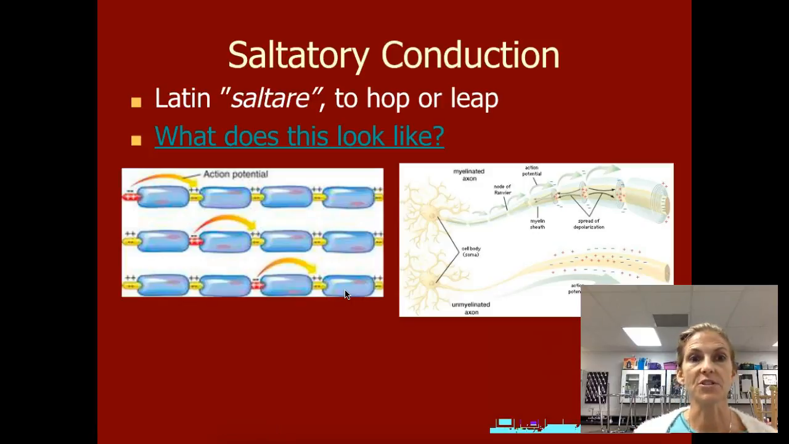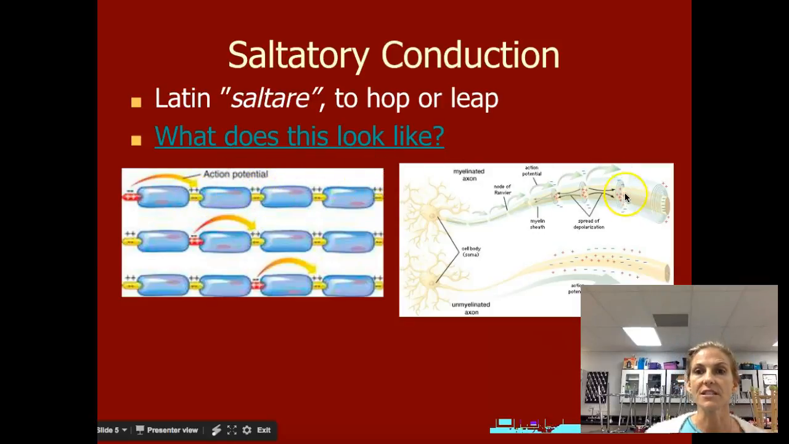So this transmission is called saltatory conduction. Saltare means to hop. So what I see here is a depolarization only happening at the axon. If you remember, in order for depolarization to occur, ions have to cross the membrane. So sodium's going to rush in, potassium's going to rush out. If I have another cell wrapped around that axon, it can't happen there. So we can only have depolarization where the axon is exposed. So it's going to jump over that insulation, and that allows it to go very quickly.